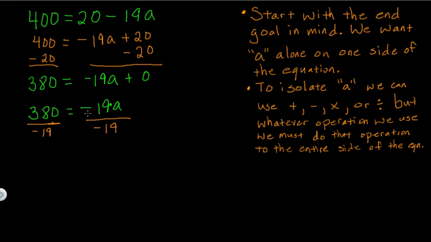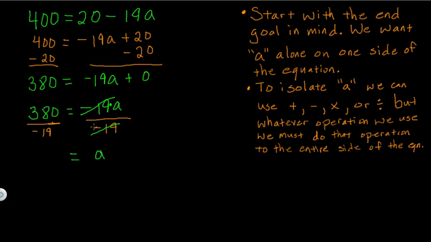On the right side, negative 19 divided by negative 19, anything divided by itself is 1. So negative 19 divided by negative 19 is 1, and 1 times A is just A. And that leaves us with that.